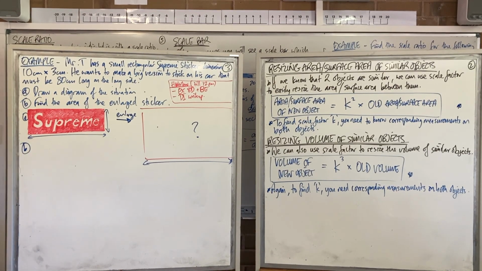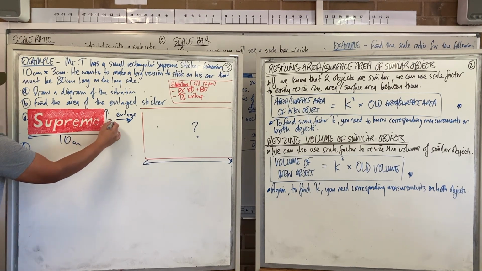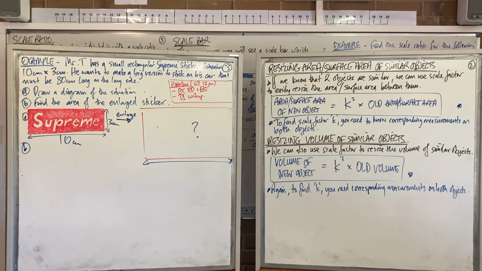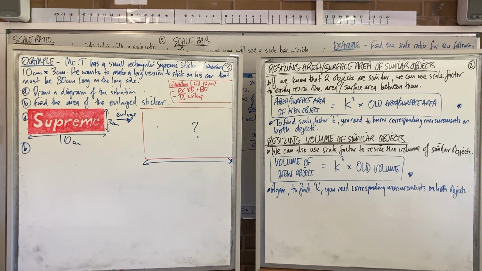I've slightly drawn the diagram. I've drawn part. Don't worry, I'll protect you if they come over. This is the supreme sticker. What do I know about this supreme sticker? How long is it? 10 centimeters by 3 centimeters. I'm trying to enlarge it and make it bigger. I've told you that to use these formulae, I need to know corresponding measurements. What's the only thing I know about the enlarged version? How long does it need to be?